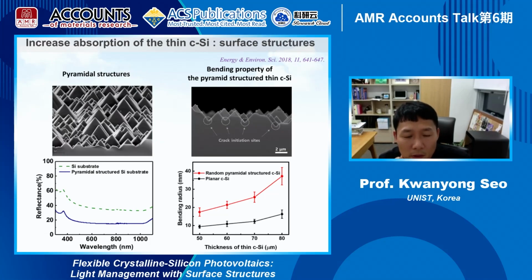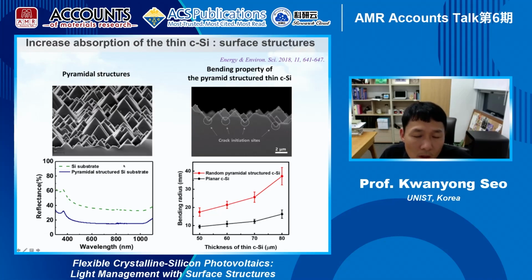And moreover, surface reflection is also a very critical issue. A flat silicon surface reflects about 30 to 40% of incident light. So we have to have a surface structure on the silicon surface to minimize the surface reflection. In industry, we generally use pyramidal structures to minimize the surface reflection.